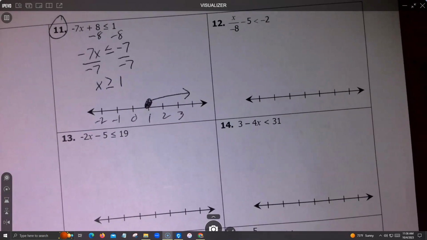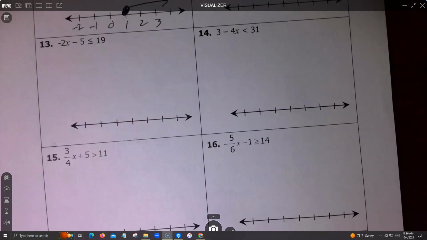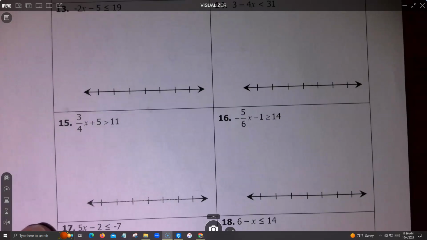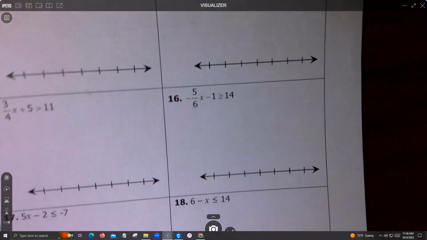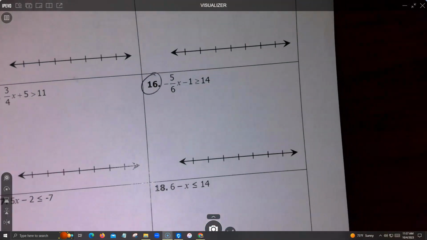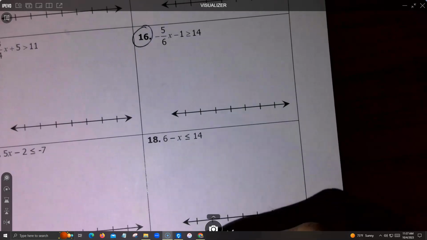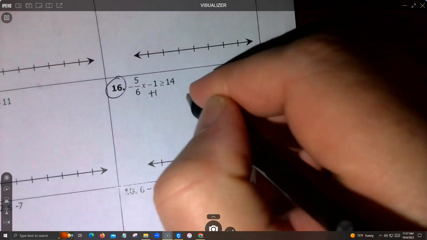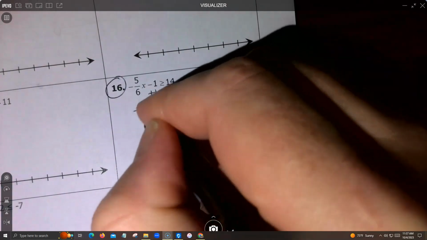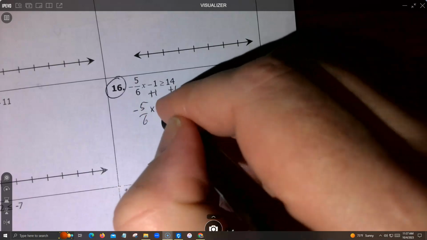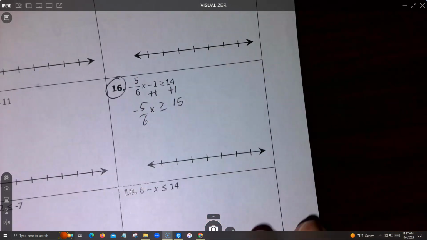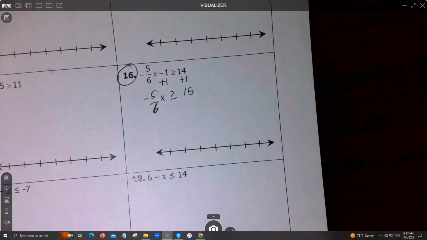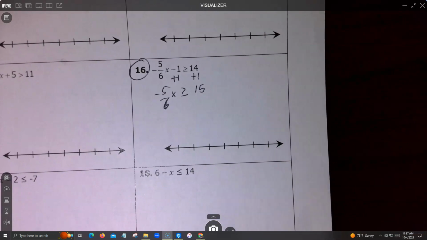All right, so let's jump down to some of these harder ones. I think let's do number 16 because those are complicated. I'm going to do something like that one, and then we'll do 20, and then that should be it for the notes. So number 16, you're going to add 1 to both sides. Now I have negative 5/6 x is greater than or equal to, looks like 15. Now I got to get rid of this. Let me clean this up a little bit. You would think my numbers would be neater being a math teacher, but they just aren't.